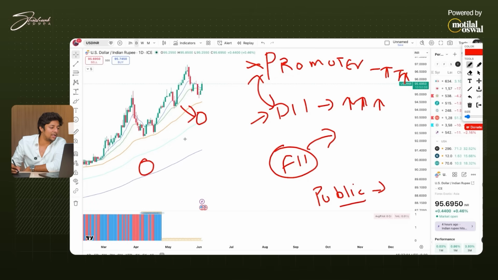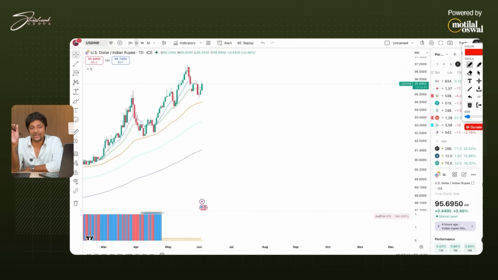FII has just returned. I'm getting a good exit. There is so much profit, I'll take the profit and go. But that is the time you want DII to stay invested. So you see how this whole concept is flawed, right? So DII having a stake is not a bad thing.